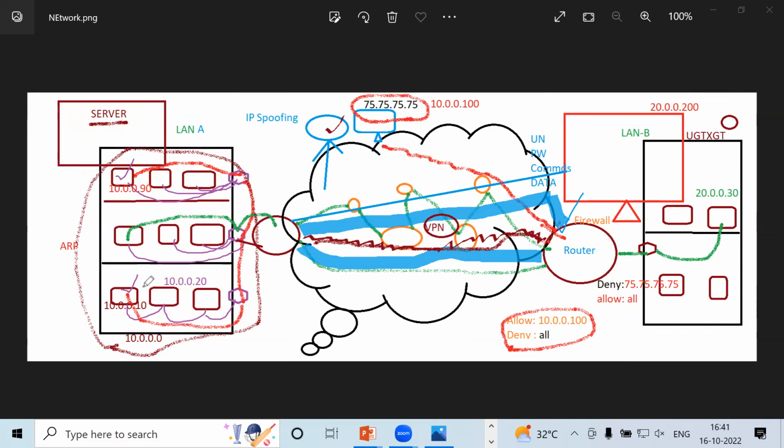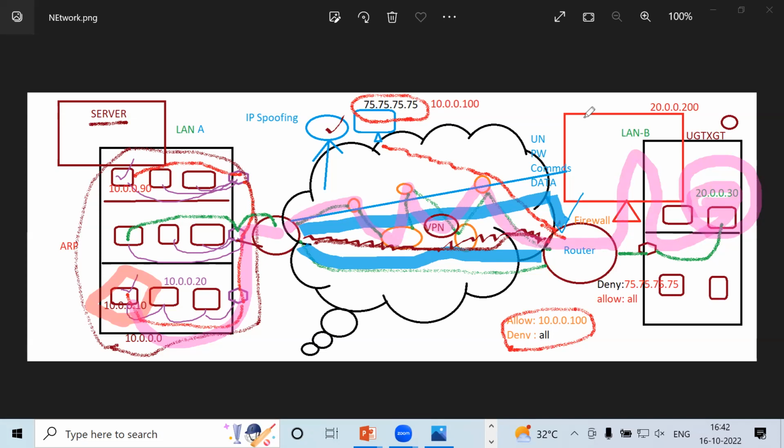Now, let us suppose 10.0.0.10 from LAN A wants to send data to 20.0.0.30, to this computer. How can it forward? First, 10.0.0.10 forwards the data through its NIC, network interface card, to this switch, and then to the router, and this is the internet area. It will be forwarded to the internet area wherein you have so many routers: this router, this router, this router, and ultimately it reaches the router of the next network. When it comes here, it will go to the server, and then automatically it will reach 20.0.0.30. This is how data is communicated.